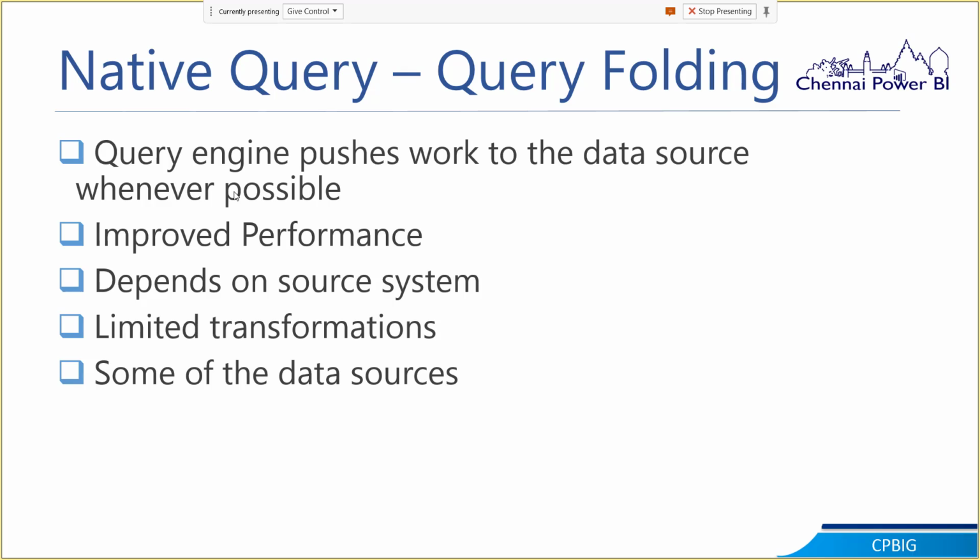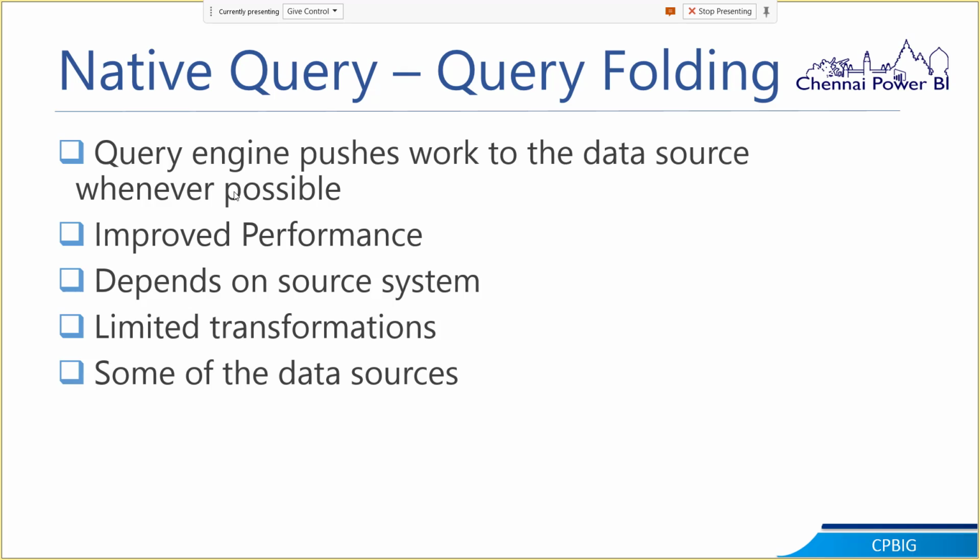So if you are using SQL Server, it is going to map the transformation which you are applying in Power BI Desktop, and try to see whether the same functionality is available in SQL Server. If that functionality is available, then it is going to do the query folding. So it is going to push that transformation work towards the data sources.